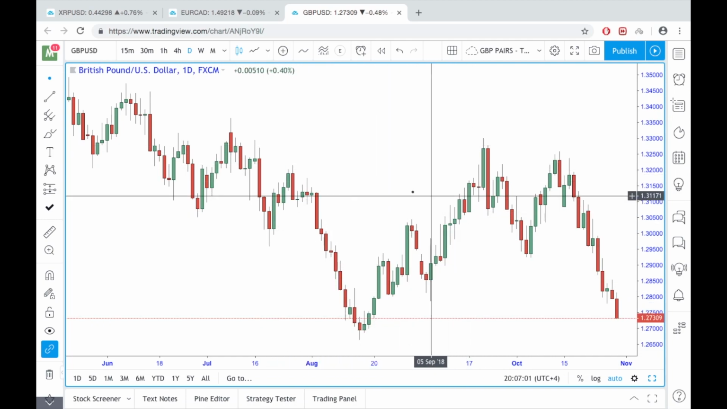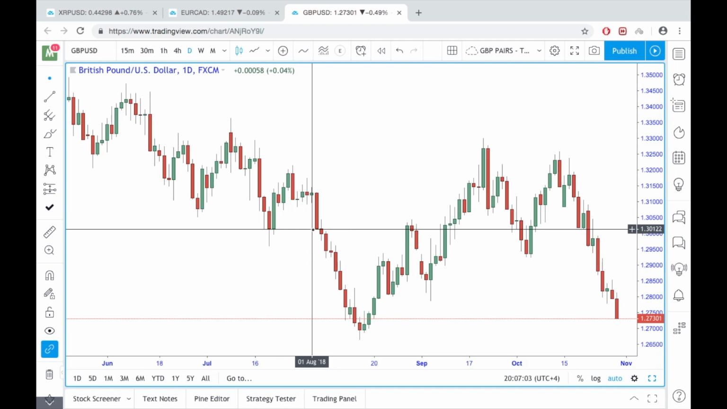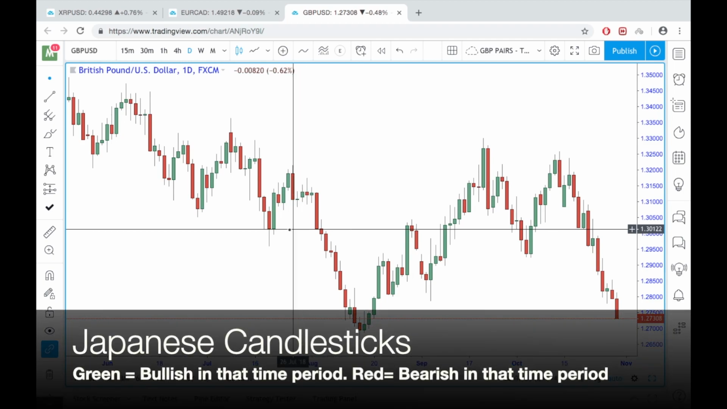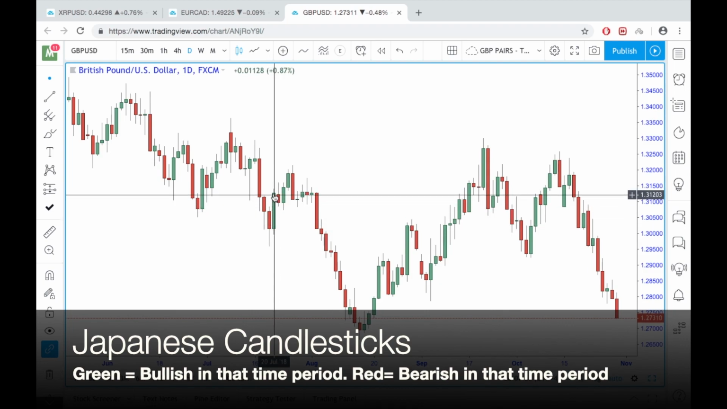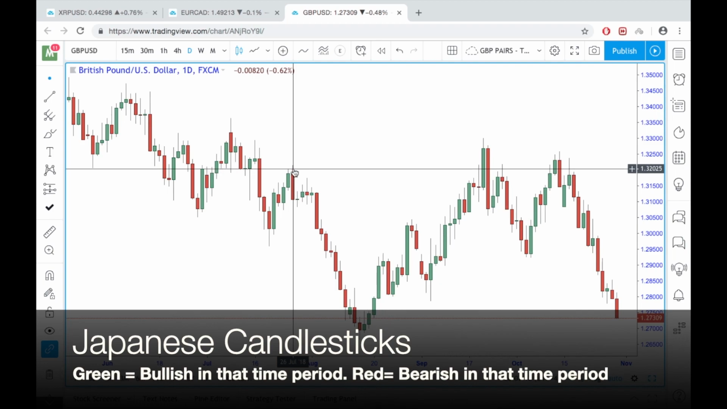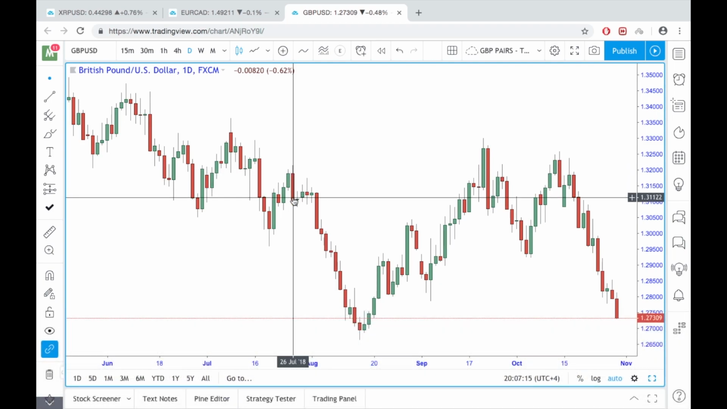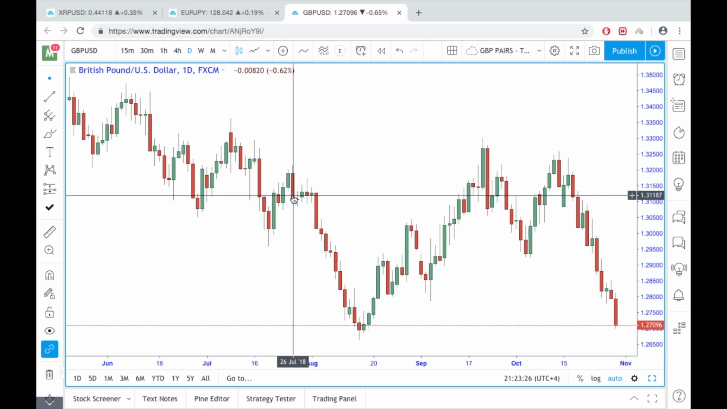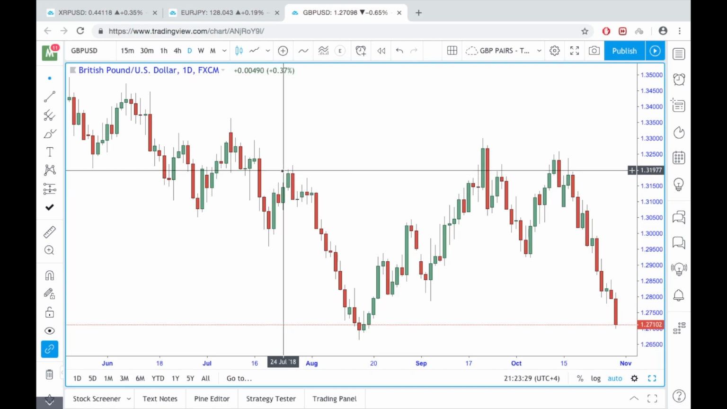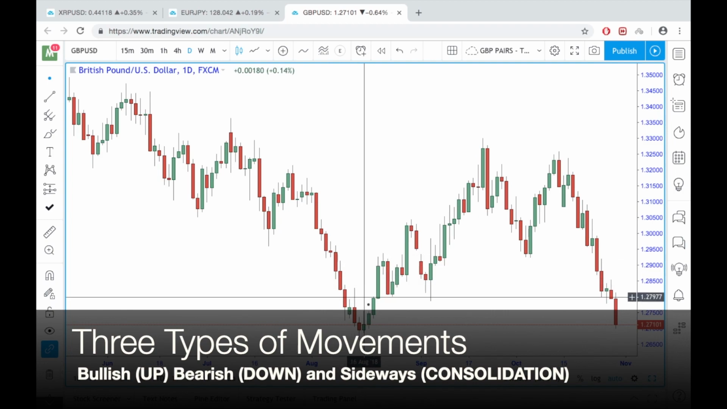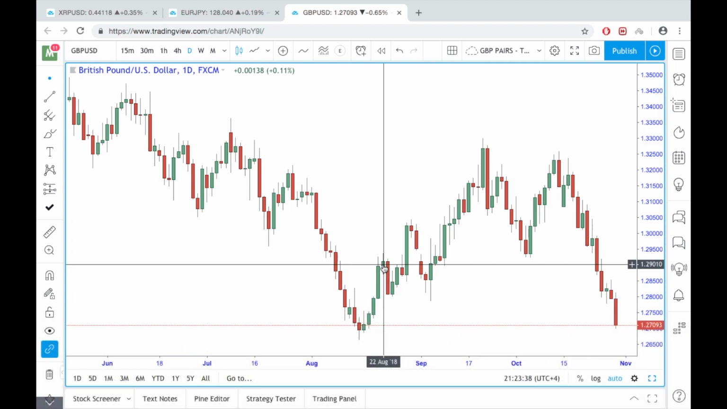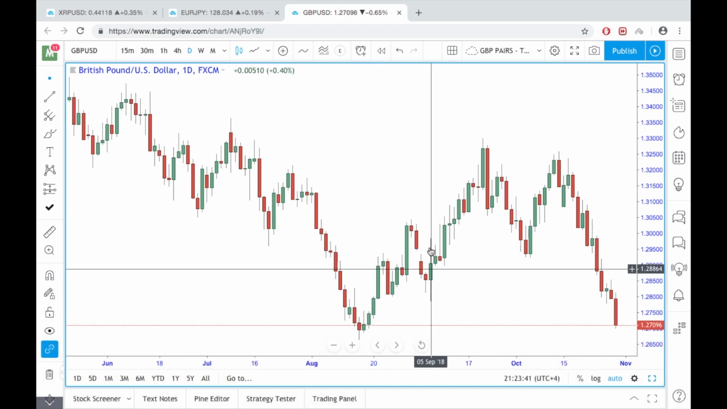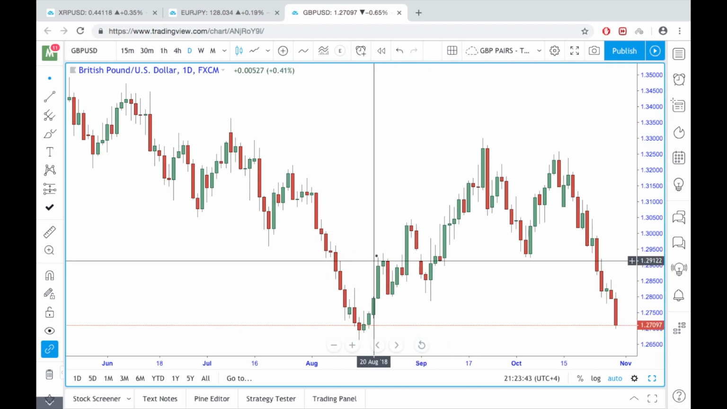Now in the middle of these charts, what you see is Japanese candlesticks. In its simplest form, all they show, if they are green, is that the price has increased within that time period, and if they are red, it shows that the price has fallen in that time period. Now, as we can see, the price does not remain static. It is constantly fluctuating in value. Now, there's various reasons as to what makes the market move, but ultimately it is the buyers and sellers that are moving the market.